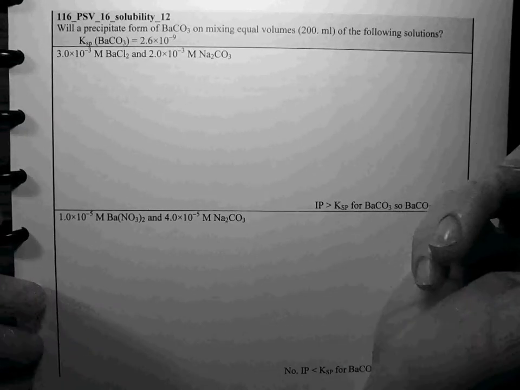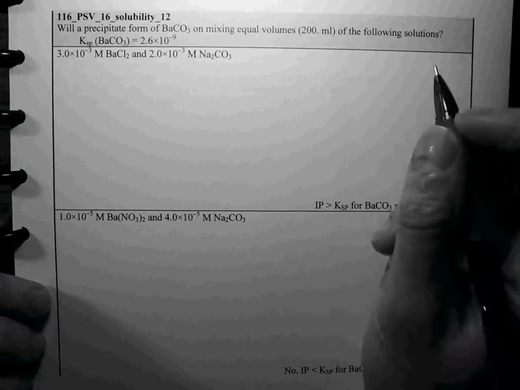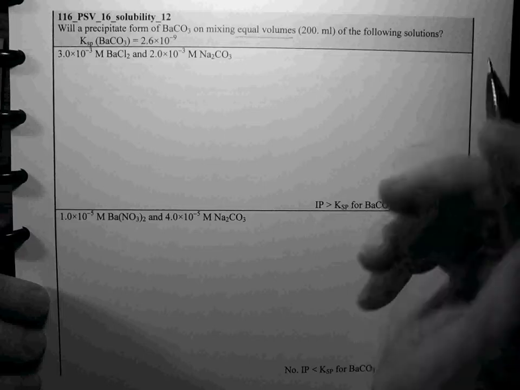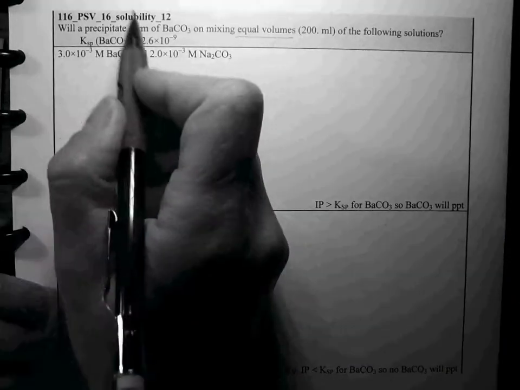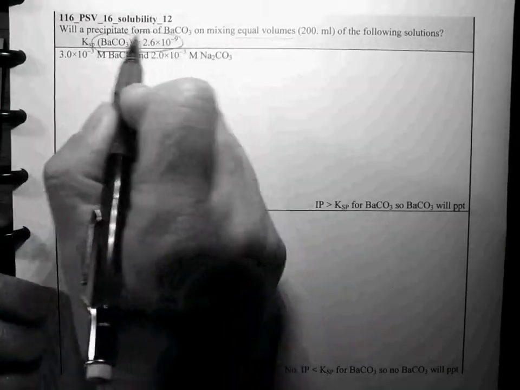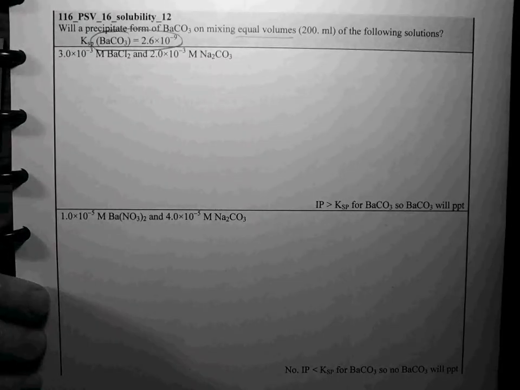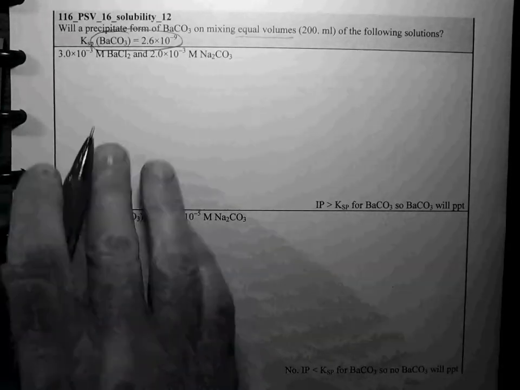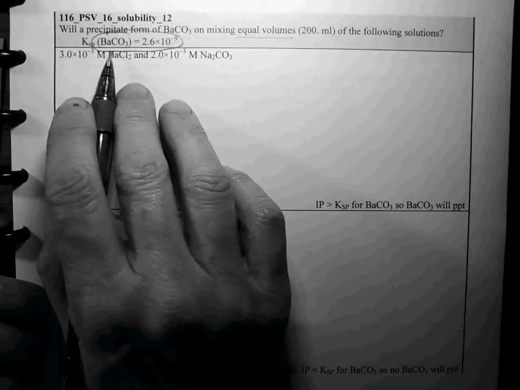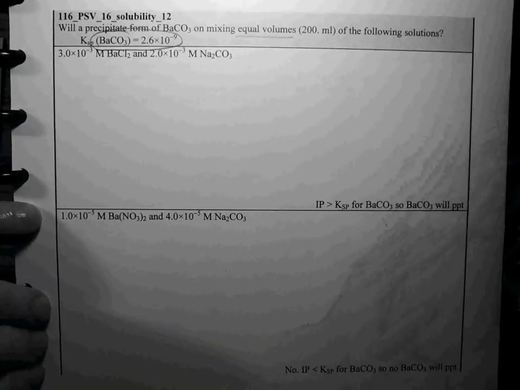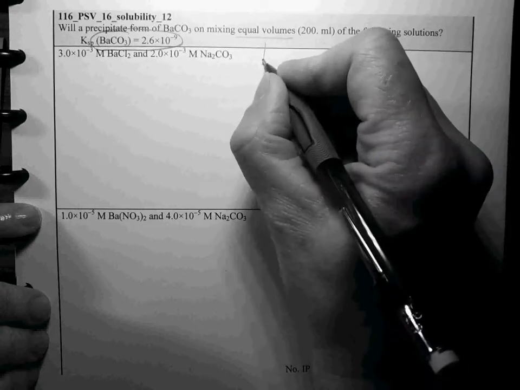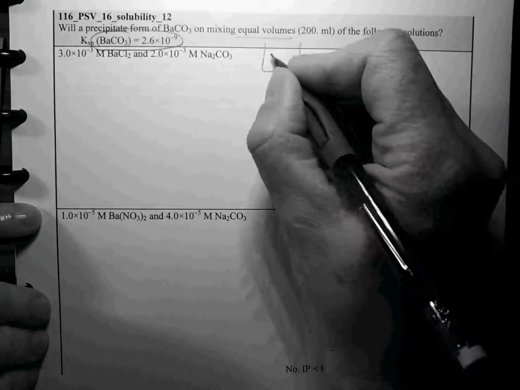Alright, we're adding aqueous solutions here, and we're going to add equal volumes of solutions. This is the only possible insoluble salt that would form from this for either of these two problems. So we're going to be looking at the solubility of barium carbonate.